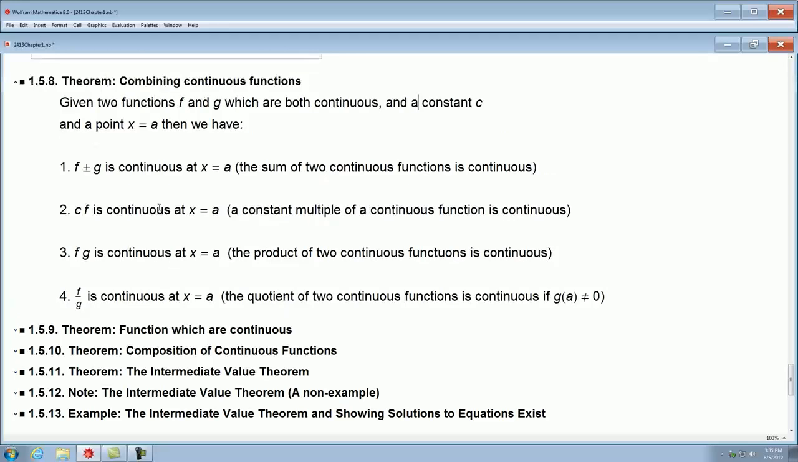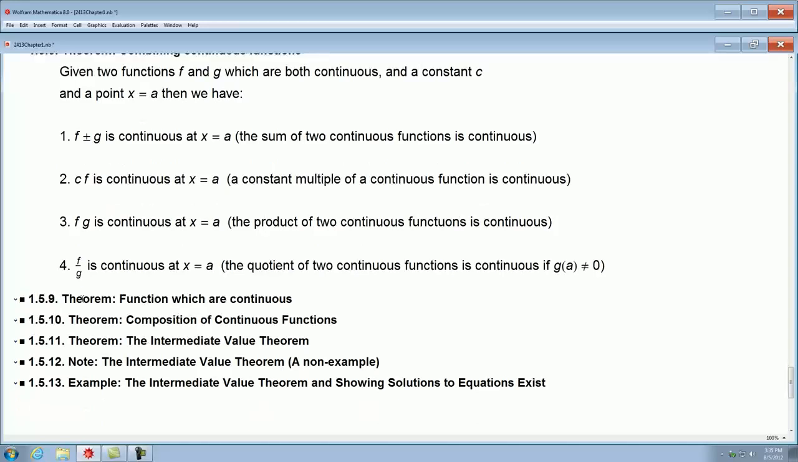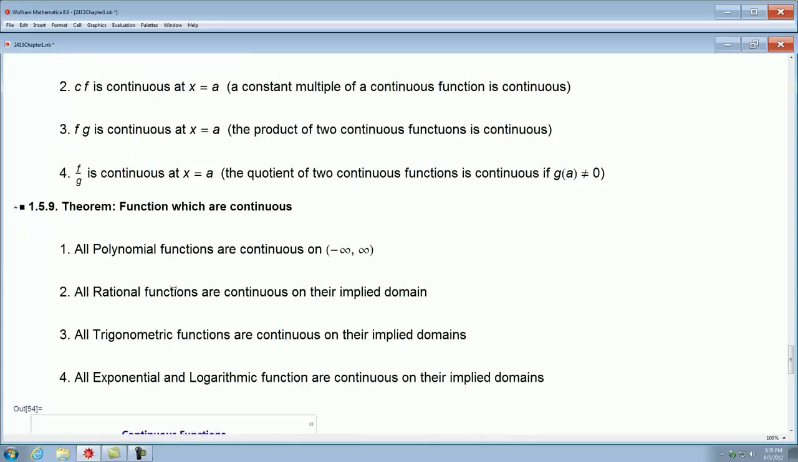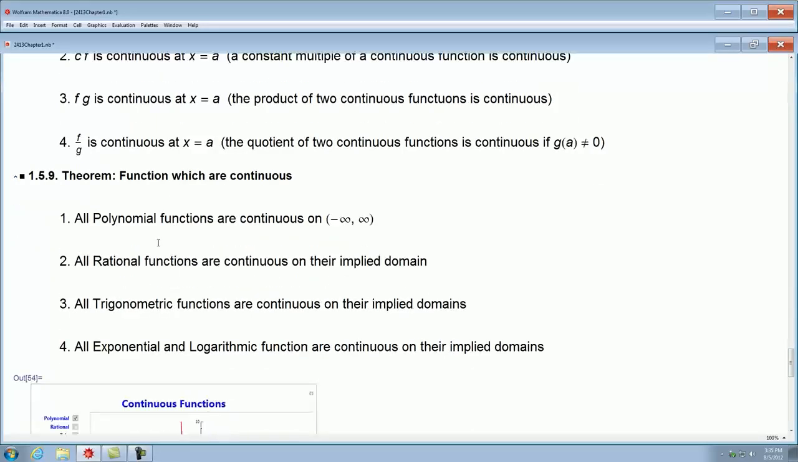So all this is telling us is that when we do algebraic manipulations of continuous functions, we still maintain the continuity of those functions. We don't have to worry about losing continuity by doing these algebraic operations. Okay, the next theorem has to do with which functions you can already say are going to be continuous. So this is a nice theorem.